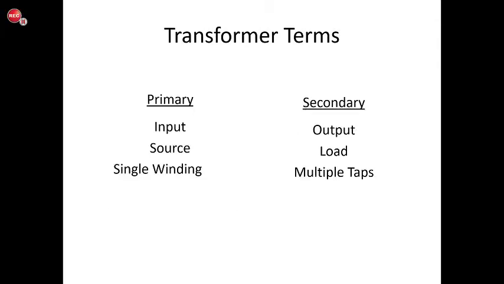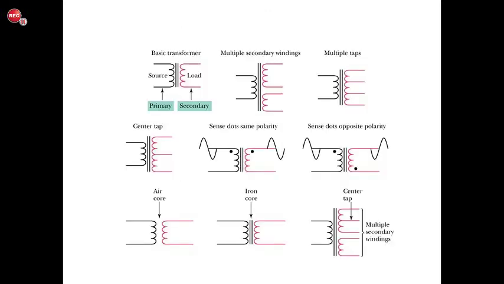These are some terms associated with transformers. The primary, that is the circuit that contains the inductor that is being driven by a source, we call that the input. It's usually a single winding. The secondary is the other circuit that is having voltage and current induced in it by the primary. That'll be the output. That is where we attach the load. And the secondary oftentimes has multiple taps, though it doesn't have to.